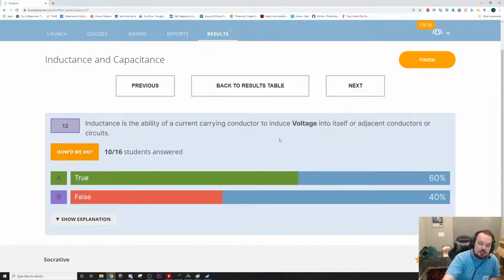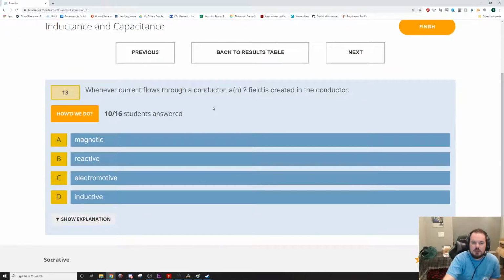That is the definition of inductance. There's no reason to have missed this question. You've got a book. You've got Google. But yes, this is just straight up the definition of inductance. Whenever current flows through a conductor, a magnetic field is created around that conductor, or in the conductor.